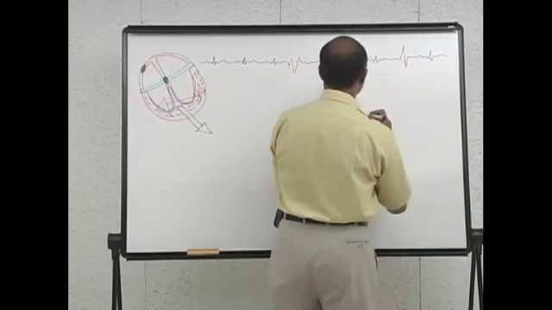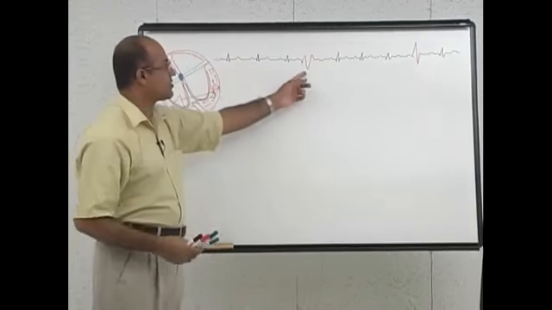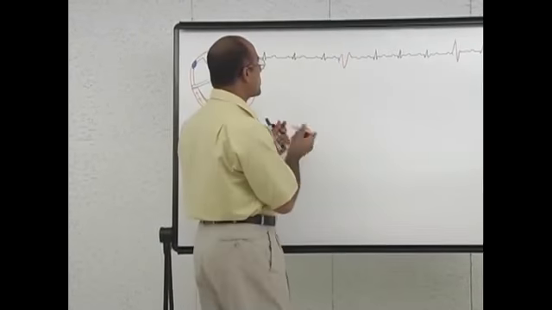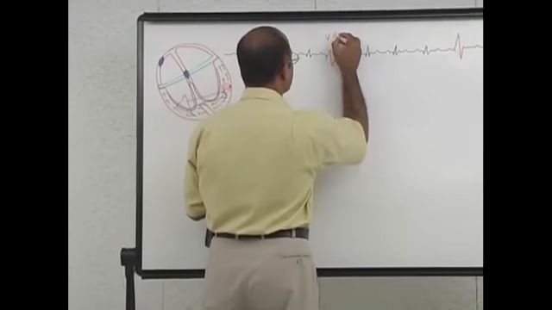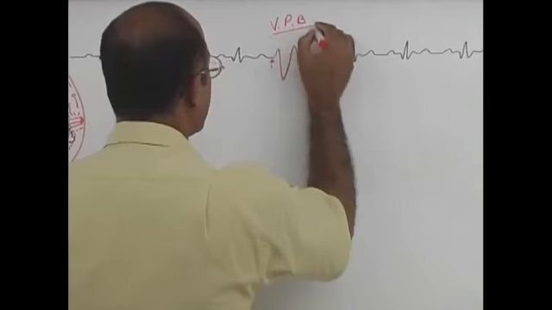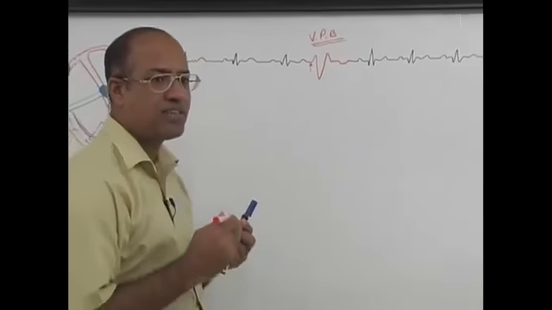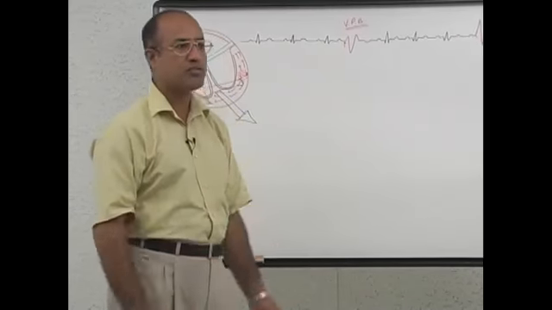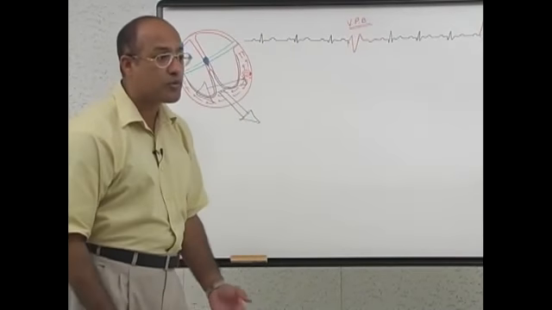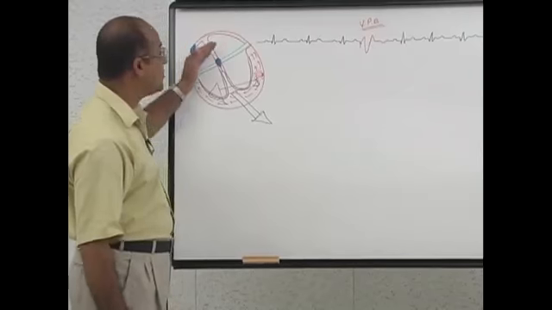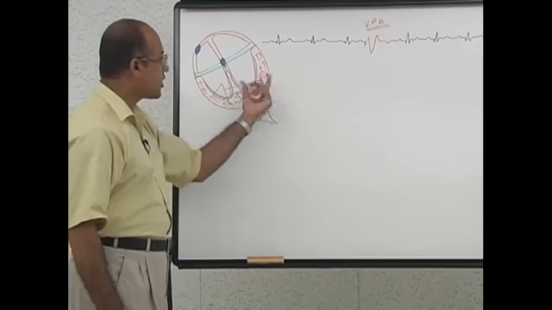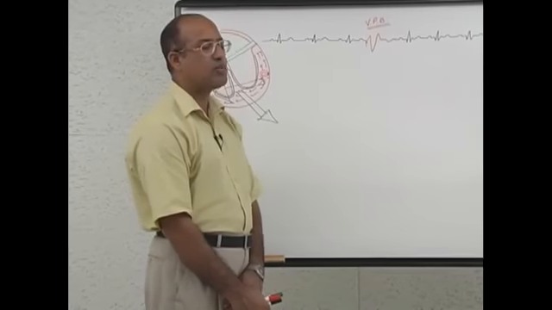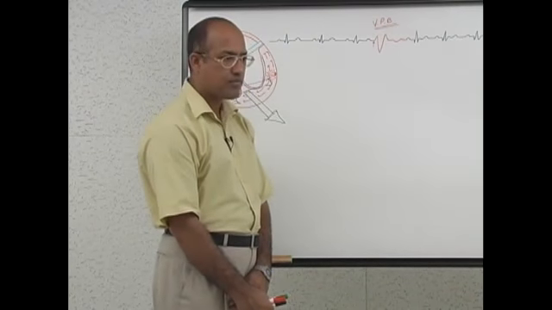Now, this type of abnormal firing, this one or that one, these are called ventricular premature beats. We simply call them VPBs, because this ventricular ectopic focus fires before the normal beat comes. They prematurely fire. So we call them ventricular premature beat, or the other name is ventricular systole.